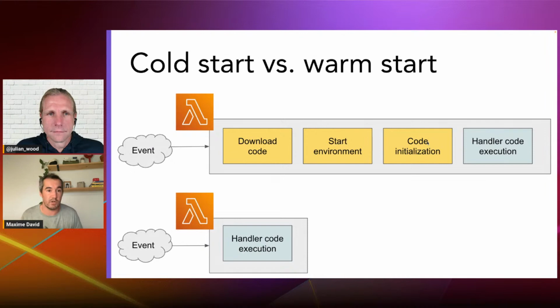So the first one is download the code. AWS is doing that for us, starting the environment. So it will spawn a Firecracker VM. And then we have code initialization, and finally code handler execution. So this is for a cold start, sorry. The second or sub-second calls, in like 99.9% of the cases, will be the warm start. So let's see, on those yellow boxes, what can we do to improve that or to measure that?